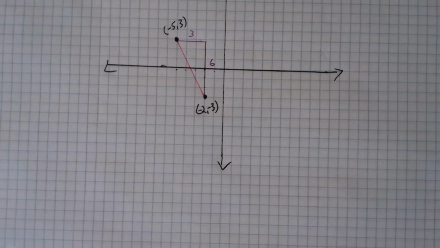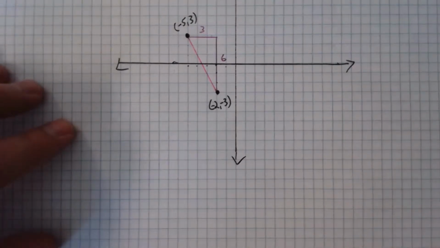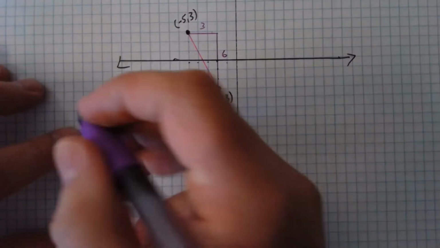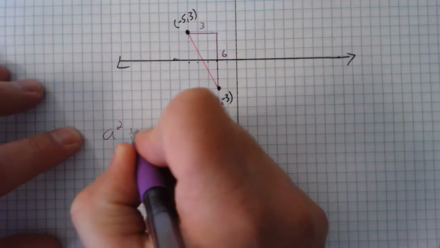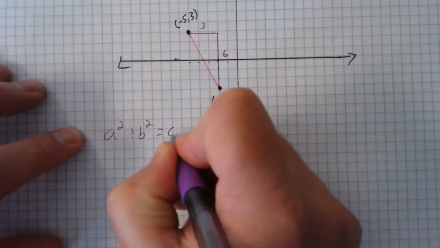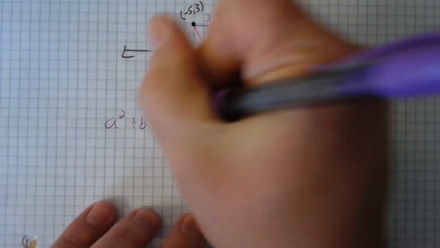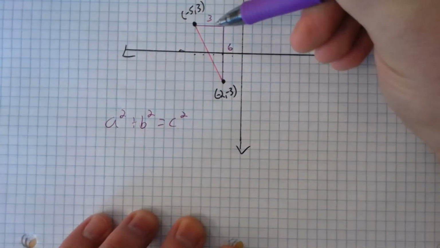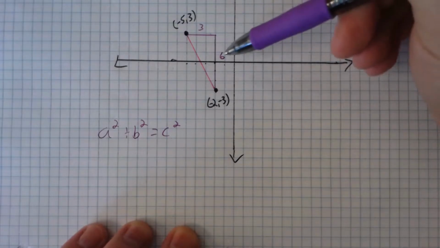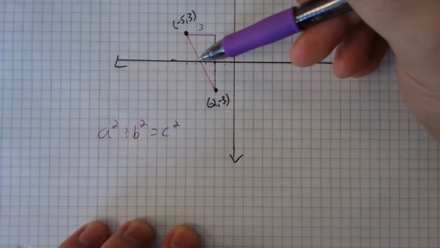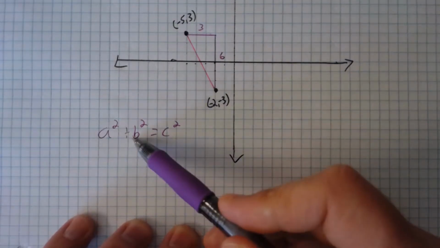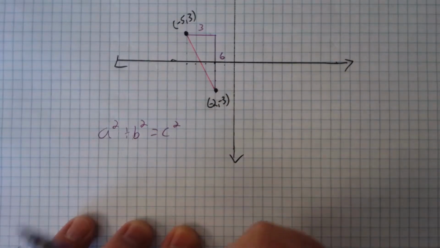Pythagorean theorem. Okay. So the Pythagorean theorem says what? Anybody remember it? A squared plus B squared is equal to C squared. All right. So now, this is the side of my triangle, this is the other side, and this is my hypotenuse, correct? So A and B are sides, and C is my hypotenuse.